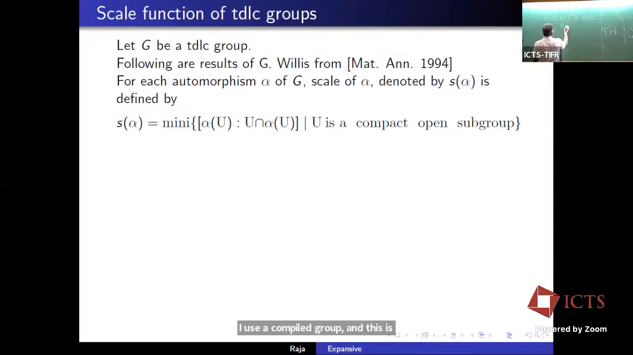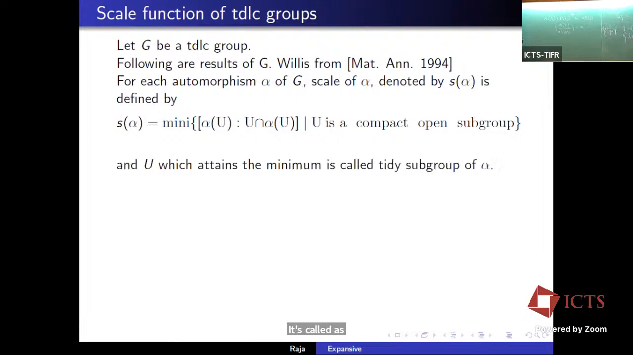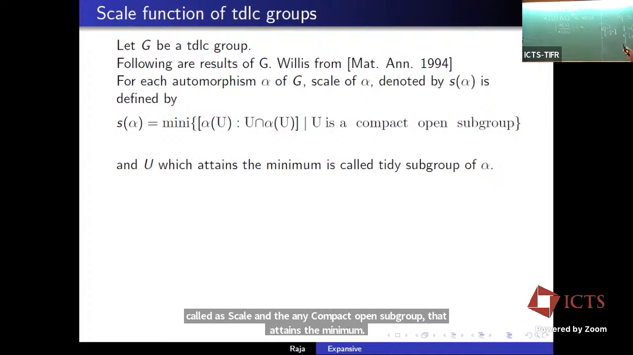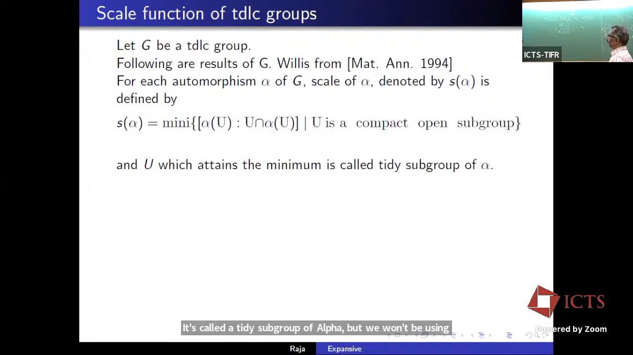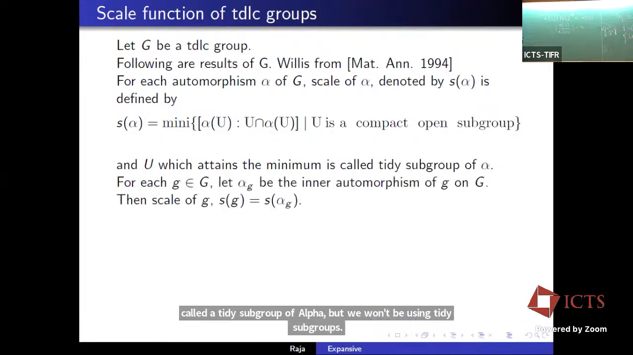Alpha U is a compact group and this is open there. So if you look at the corresponding quotient space, this has only a finite number of elements. So the collection is all finite integers. A set of non-negative integers always has a minimum element. So that minimum integer is called the scale. And any compact open subgroup that attains the minimum is called a tidy subgroup of alpha, but we won't be using tidy subgroups much, only the scale, a very specific property of the scale.